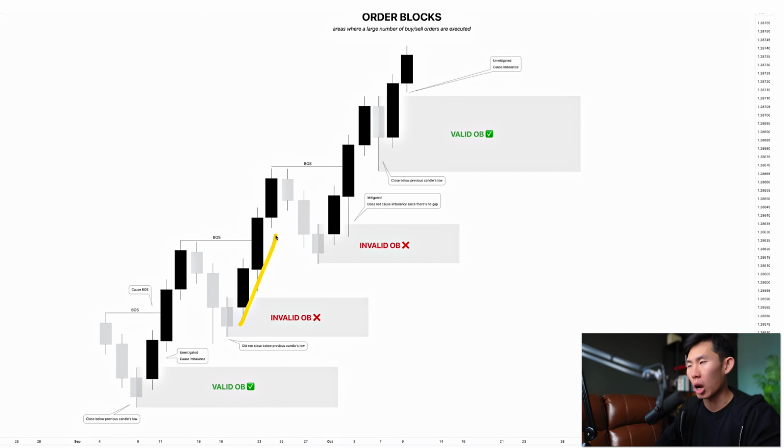Do we have a sharp and substantial upward movement? Yes, we do, right? But look at this pivot candle. This pivot candle did not close below the previous candlestick low, which is right down here.